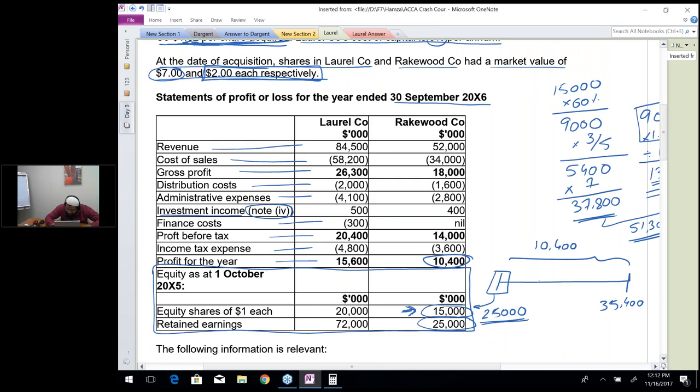Now we have acquired 9 months back. So I would say 3 months after the start of the year and 9 months before the end of the year.